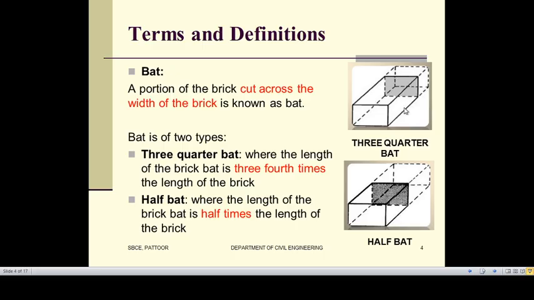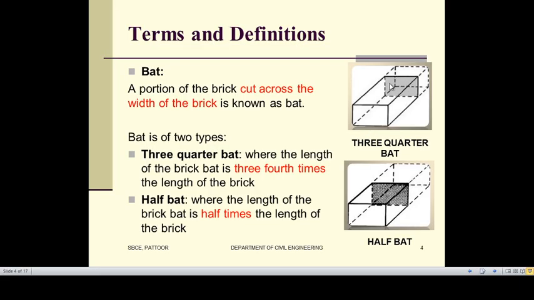In a batt we are dividing the length of the brick. The length of the brick is getting reduced while preparing a batt. So 3/4 batt is formed by cutting the brick along the length, so that the length is reduced to 3/4 of the full length of the brick. The first figure is showing the 3/4 batt. In that, the length of the batt is 3/4 times the length of the full brick.